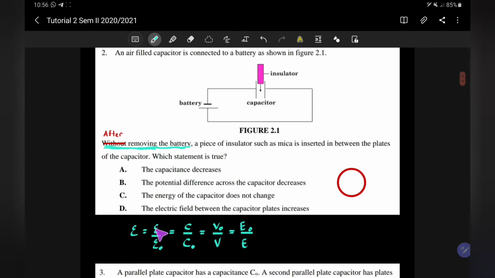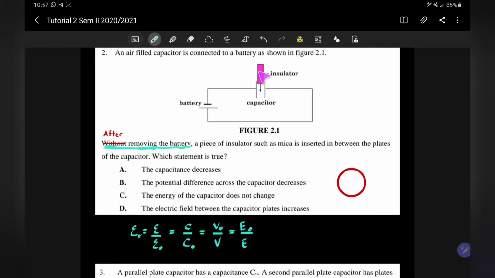Epsilon equals epsilon over epsilon naught. So what is epsilon? This is epsilon r, the relative permittivity, which equals epsilon over epsilon naught, equals C over C naught, equals V naught over V, equals E naught over E. According to the equation, epsilon r and C are directly proportional, but they are inversely proportional to V and E.